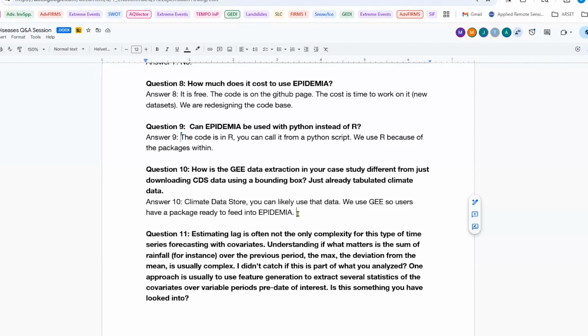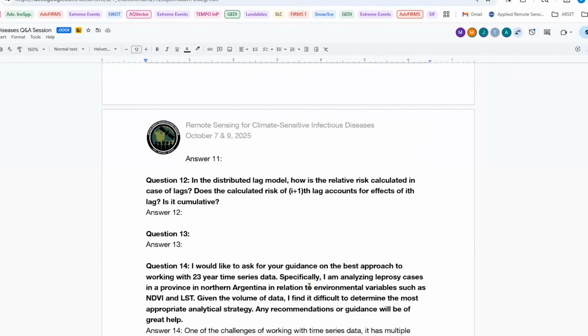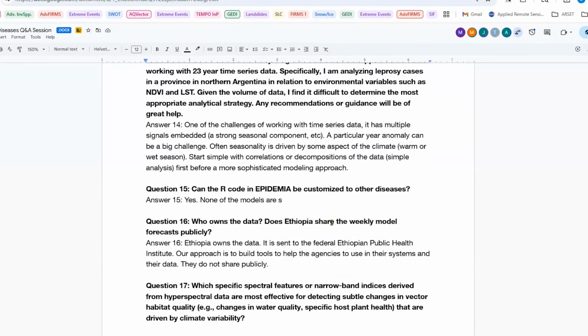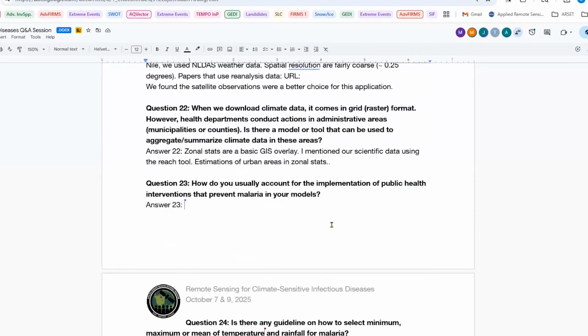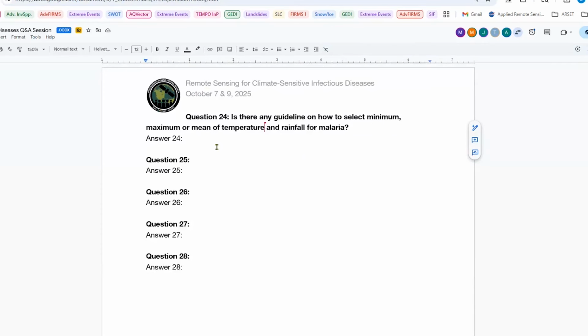Okay, thank you for that answer, Mike. And now the next question, number 24, relates to selection of variables for malaria. Is there any guideline on how to select minimum, maximum, or mean temperature and rainfall for malaria? The way that we did that was through a model comparison approach, where we tried out various combinations of variables, compared them with AIC and BIC statistics to find the variables that had the best fits and were most consistent across different regions. And we did that in a constrained way.